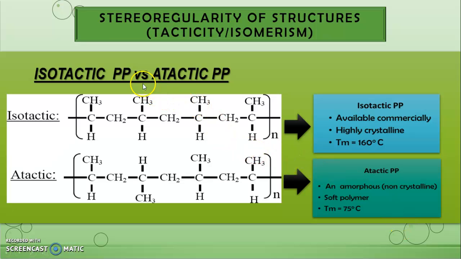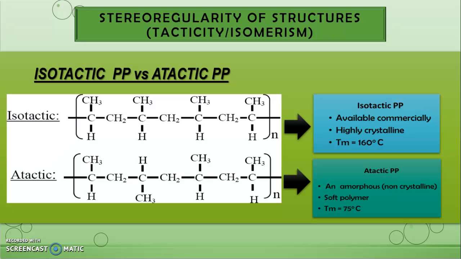Isotactic PP versus atactic PP. The example shown here is the structure of isotactic and atactic polypropylene. Isotactic PP is available commercially. It is highly crystalline. Look at the structure here: CH3, CH3, CH3 are on the same side. The melting point can reach as high as 160 degrees C.